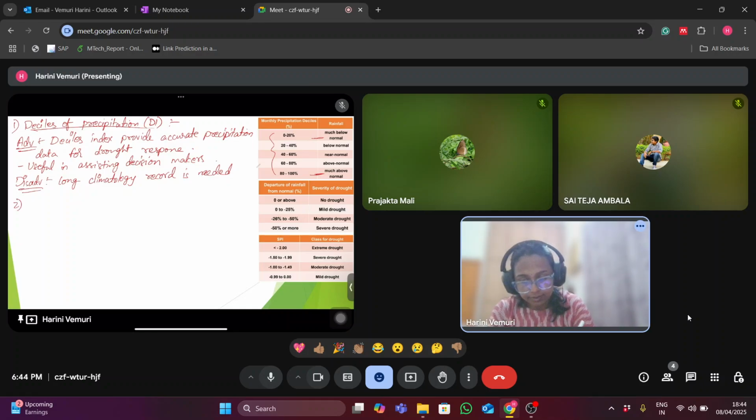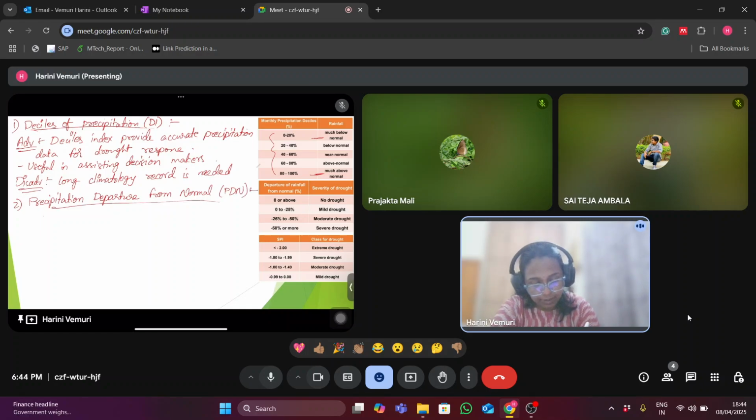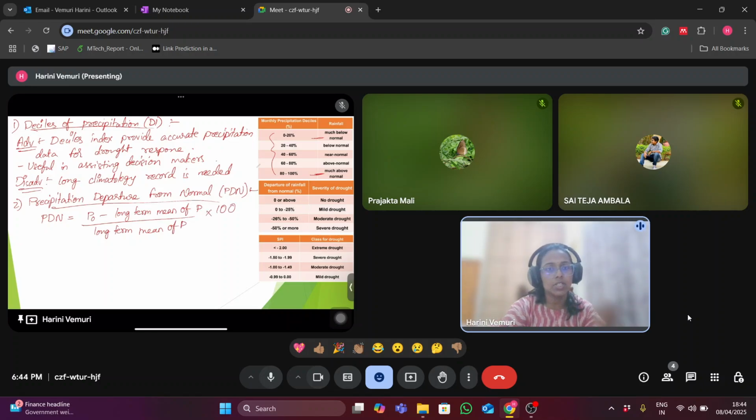So then we have one more index called precipitation departure from normal, PDN. This is calculated by the formula PDN is equal to P naught minus long-term mean of precipitation at a station, divided by long-term mean of precipitation at a station, into 100. P naught is the precipitation at the current time step.